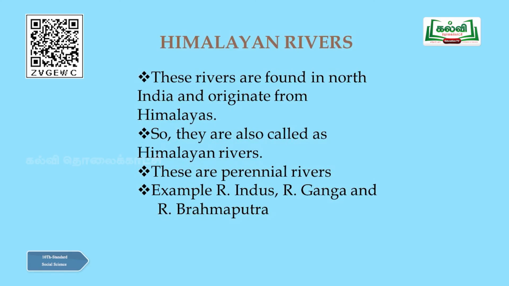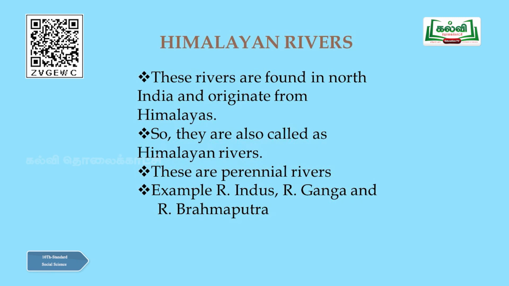Now, we are going to see in detail about the 2 rivers, Himalayan rivers as well as the Peninsula rivers. The first one is Himalayan rivers. These rivers are found in North India and originate from Himalayas. So, they are also called Himalayan rivers, and these rivers are perennial rivers. Why are these rivers perennial? Because throughout the 365 days we can see water in these rivers. That is why they are said to be perennial rivers.